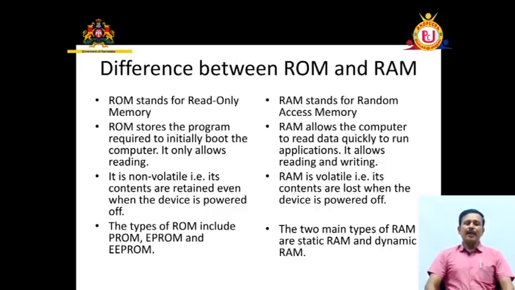Read-only memory is non-volatile memory because of its fixedness. We can't erase and we can't restore. Whereas random access memory is volatile. Each time it will get changed. Then, the types of ROMs are PROM, EPROM, EEPROM. The types of RAM are static RAM and dynamic RAM.